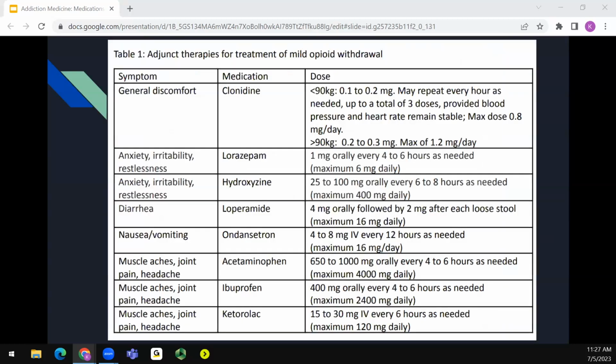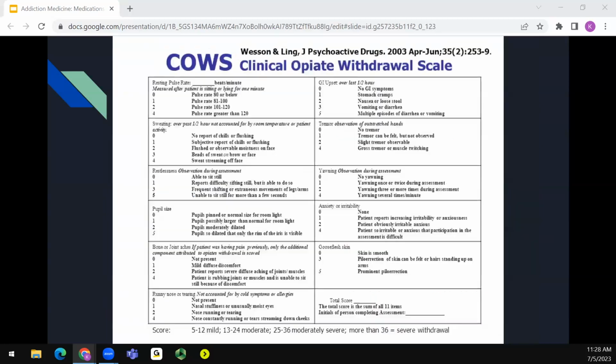And so here are some of the adjunct therapies that I have listed. It's in the tip sheet on Clinical Monster for our OBS pathway right now. It has all the different doses and indications, just like a tip sheet that you can look at to help patients who are in mild withdrawal who only need adjunct therapy, or in the OBS unit and require some adjunct therapy. Here's the COWS score.